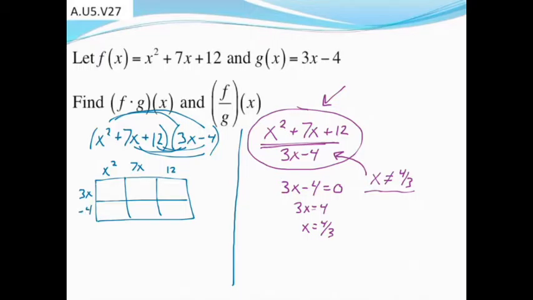And so, of course, just like we've done in every other video when we've used the box method, I'm going to go through and multiply rows and columns together. So, for example, x squared times 3x is 3x to the third. I'll add those exponents together, and then I'll keep going. So 7x times 3x is 21x squared. 12 times 3x is 36x.